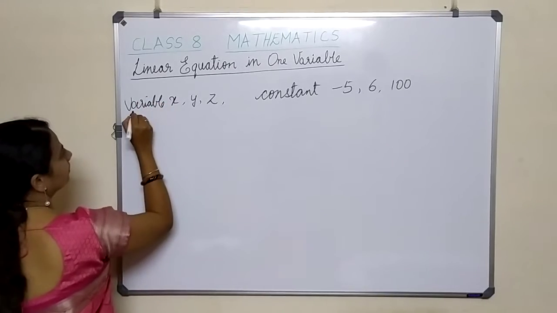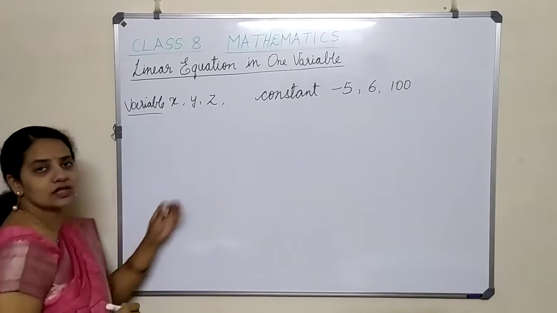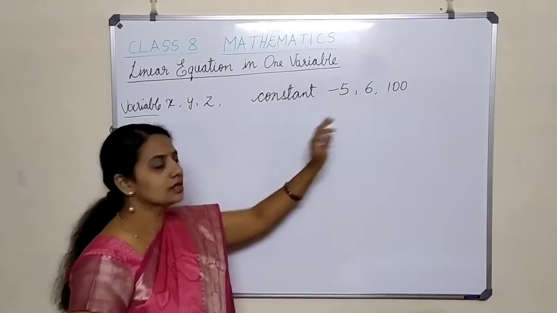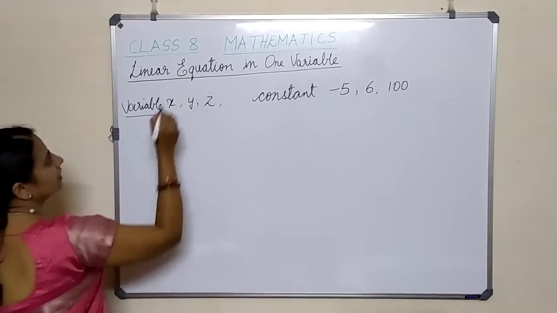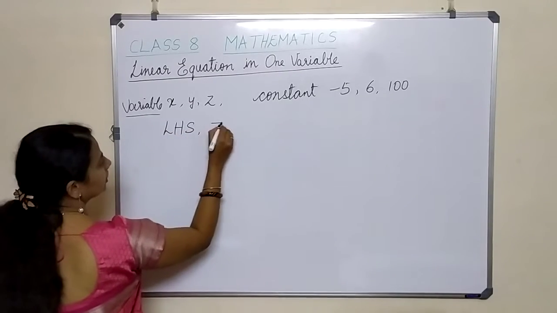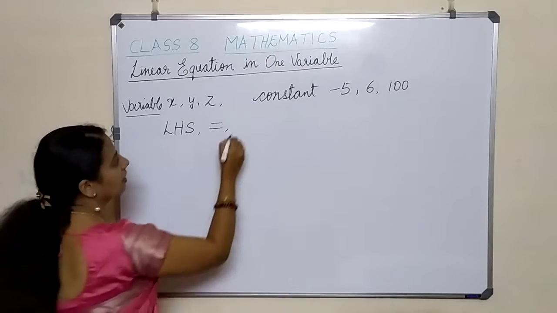So variable is one which varies. So constant cannot vary. It has a fixed value. We cannot change this. Okay? Now what is an equation? Equation consists of three things, that is LHS, equals to sign, and RHS.